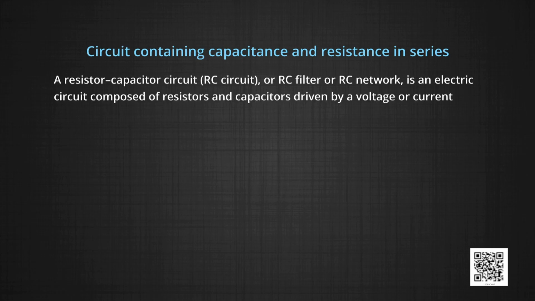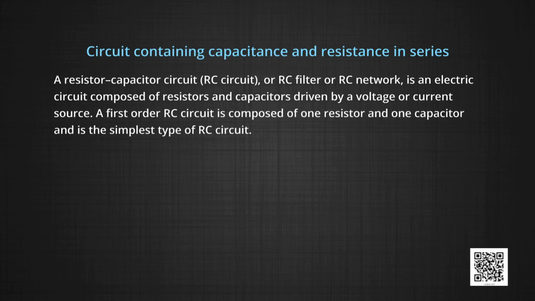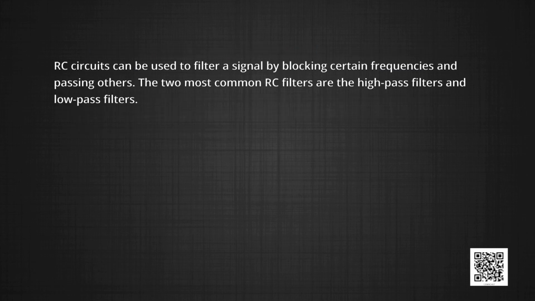A resistor-capacitor circuit, RC circuit, RC filter circuit or RC network is an electric circuit composed of resistors and capacitors driven by a voltage or current source. A first order RC circuit is composed of one resistor and one capacitor and is the simplest type of RC circuit. That is, an RC circuit can be used to filter a signal by blocking certain frequencies and passing others. The two most common RC filters are the high pass filters and low pass filters.